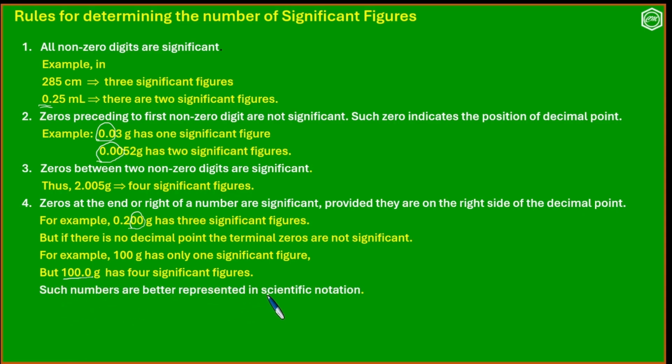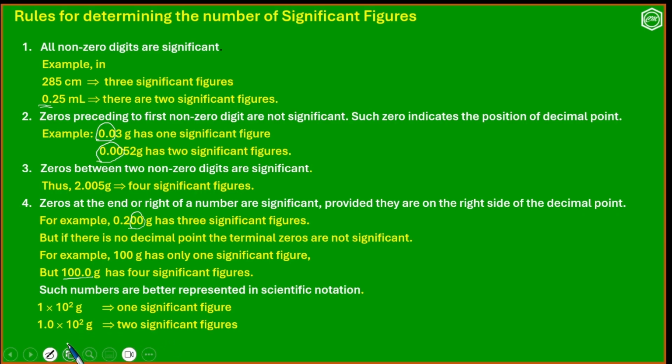Such numbers are better represented in scientific notation. 100 gram can be represented as 1 into 10 raised to 2 gram. In that case, there is only one significant figure. Now we can write it as 1.0 into 10 raised to 2 gram. So when you write it like that, this 0 also is significant. 2 significant figures are there. Now if you write it as 1.00 into 10 raised to 2 gram, there will be 3 significant figures.